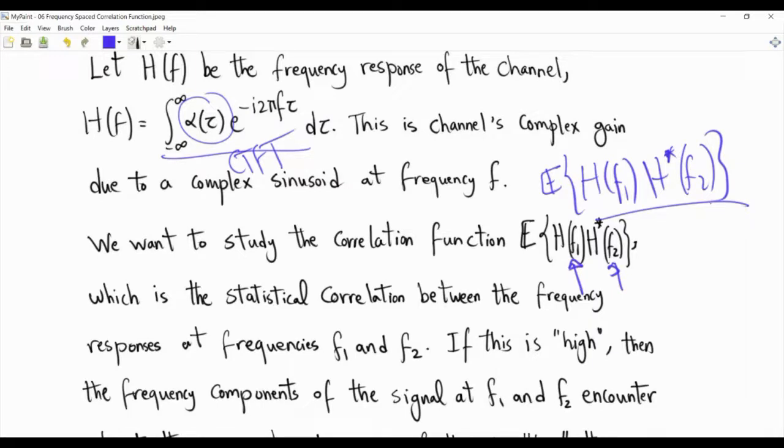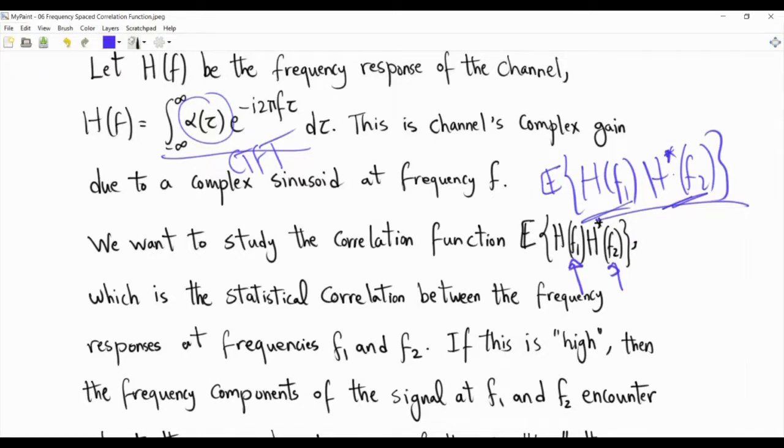What is the correlation between the frequency response at frequency f1 and the response at frequency f2? When you study correlation, it may be high or low. It may be a high number, or it may be close to 0. So a high correlation means that the channel response at frequency f1 and at frequency f2 are highly correlated.